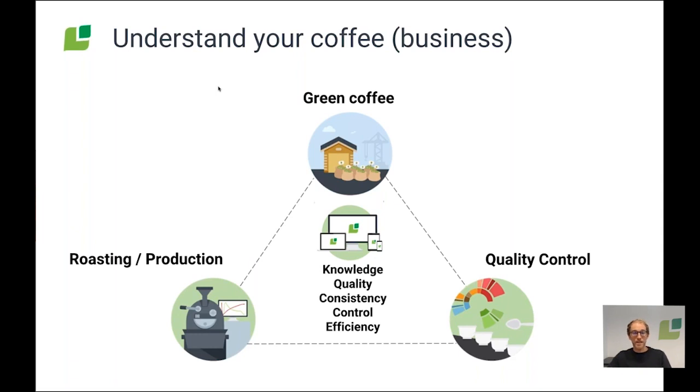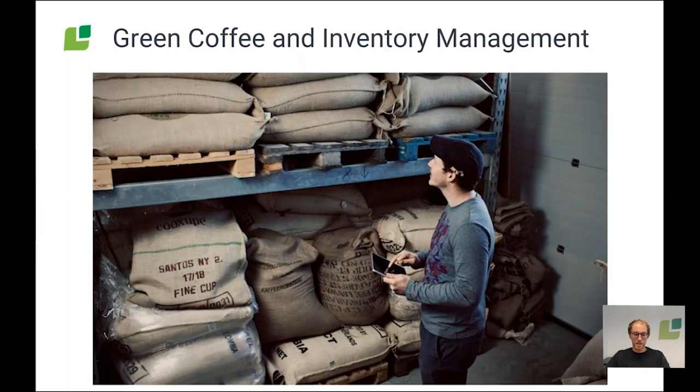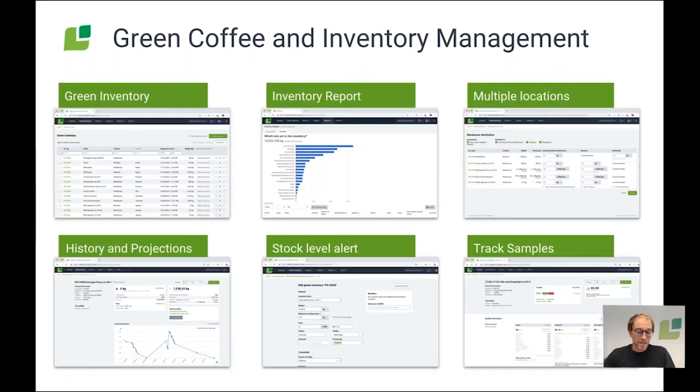So let's take a closer look at green coffee and inventory management. All your green coffee information is stored within your Cropster account in the Cropster platform. That includes general information like registration date, tracking numbers, processing information, origin and other traceability information, the amount of green coffee, of course, but also quality information. So all this information is available in a customizable overview of your inventory, but also in a detailed page of each and every green lot.